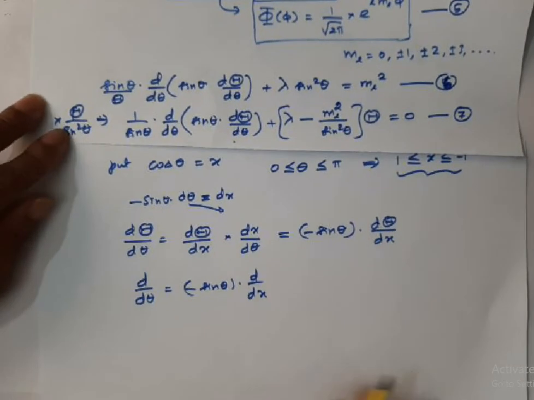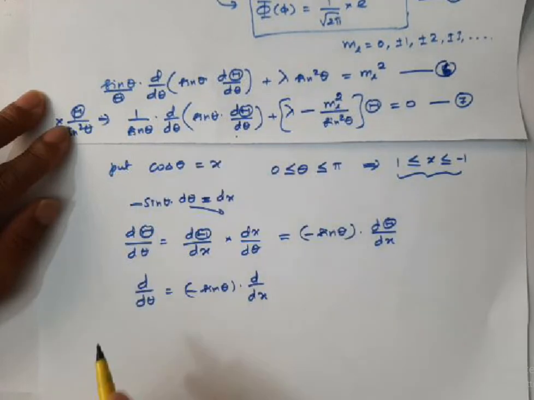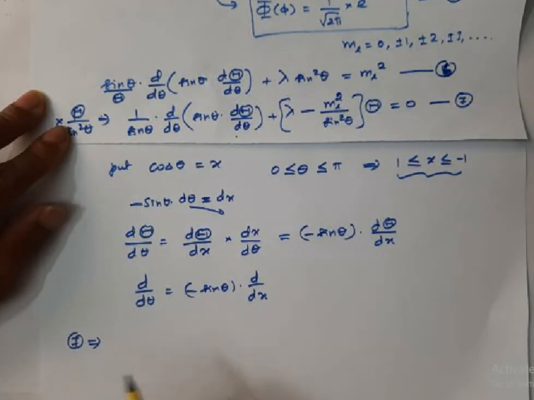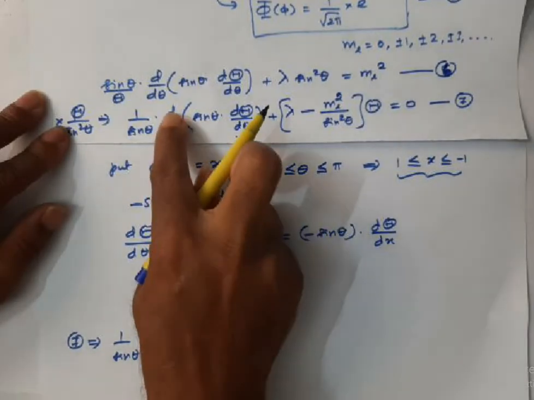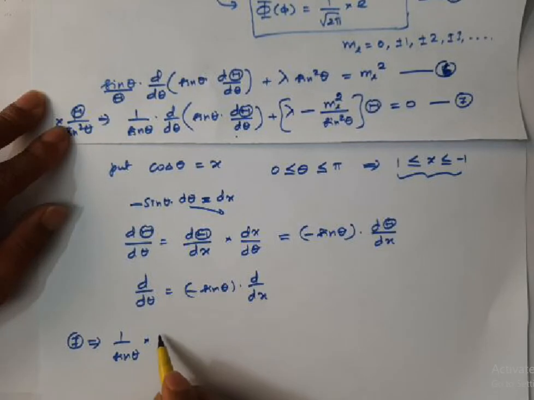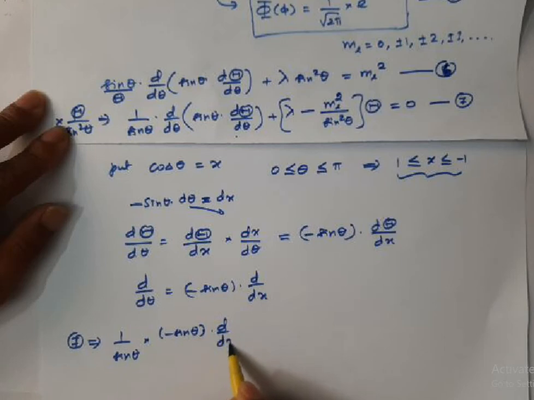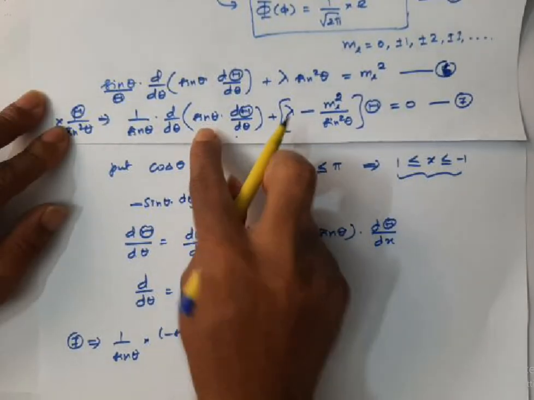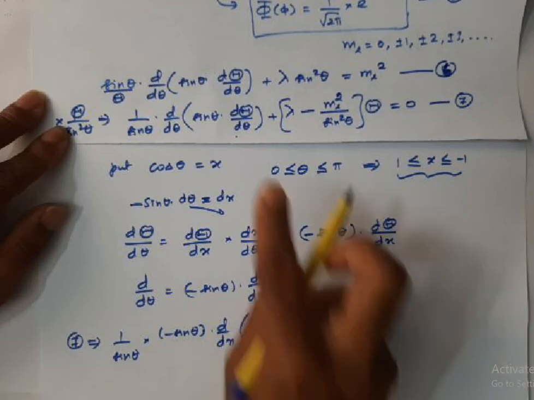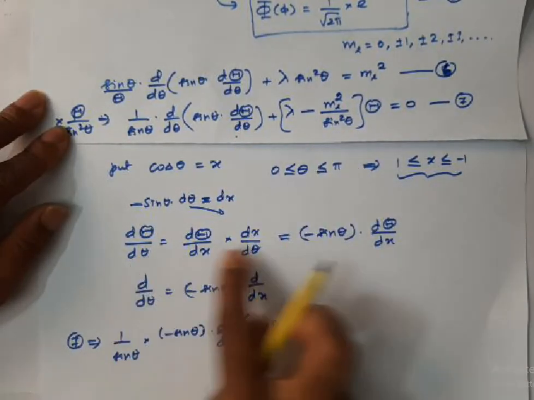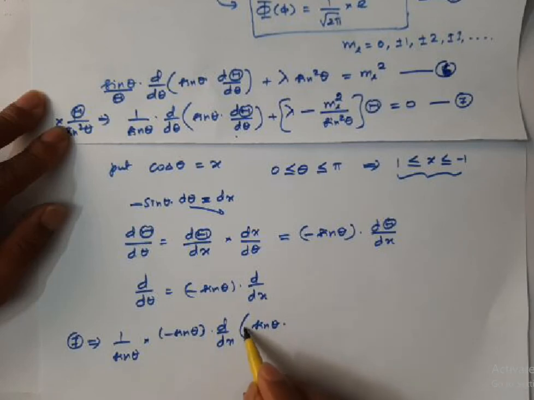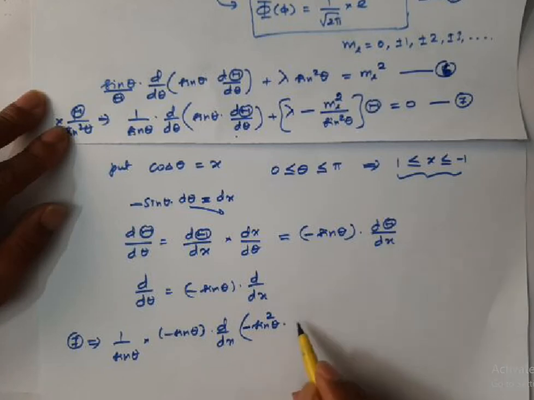Okay, so now let me substitute all these things here. So equation 7 will become like this. Here we have 1 by sin theta, I'll keep it as such. In the place of d by d theta, d by d theta is minus sin theta into d by dx, in brackets. Here we have sin theta, I'll keep it as such. What is d big theta by d theta? That is equal to minus sin theta. So minus of minus, I'll put minus here, minus sin theta into sin theta becomes sin square theta into d big theta by dx.